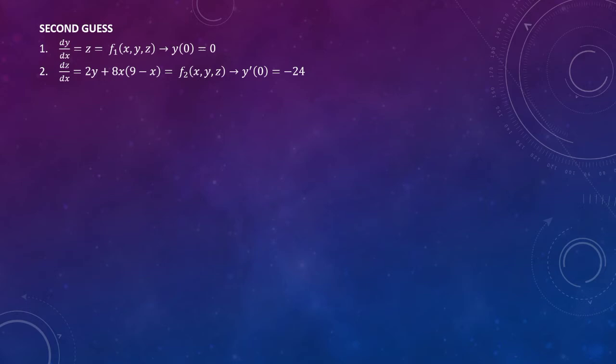For the second equation, we have dz over dx is equal to 2y plus 8x multiplied by 9 minus x. And it will be our second function, where x is our independent variable, y and z are our dependent variables. And it will be subjected to our new assumption, rather, for the value of y prime at 0, which is negative 24. After that, we will now begin with our approximation.